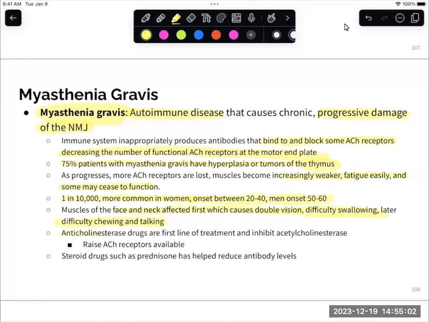They use those anticholinesterase drugs to try to keep that acetylcholine more readily available at that neuromuscular junction. They'll also use steroid drugs like prednisone to try to reduce those antibody levels in the blood to prevent that attacking at that neuromuscular junction.